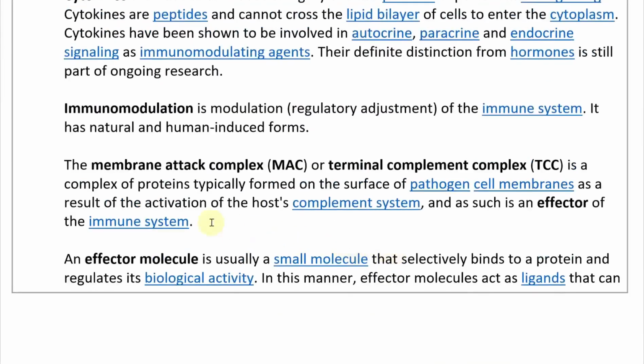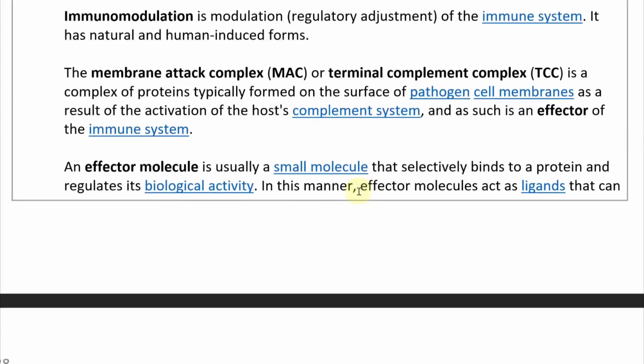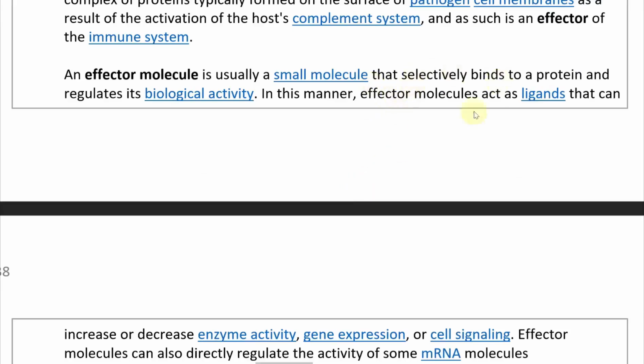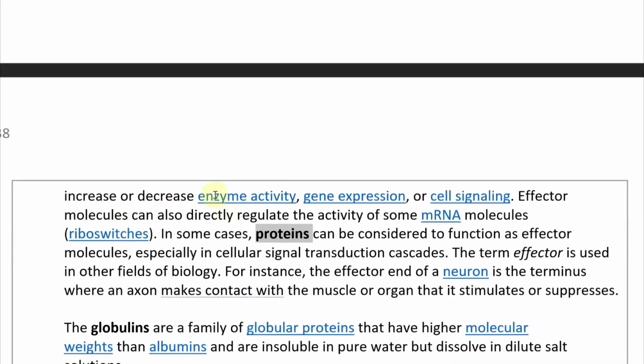Very fascinating stuff here. And this MAC is a complex of proteins. It's a bunch of proteins formed on the surface of pathogen cell membranes as a result of the activation of the host complement system. So the complex goes on that pathogen membrane, which is pretty interesting. So it selectively binds to it and can alter its activity and so on.